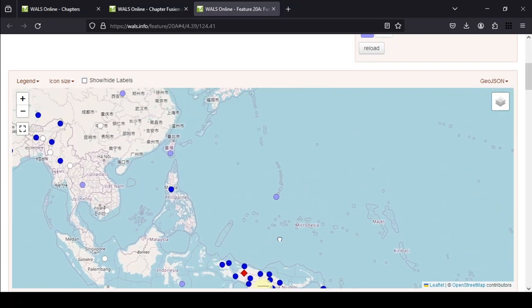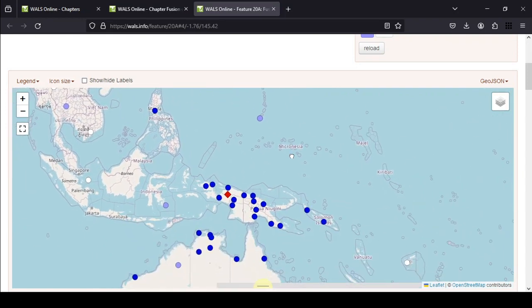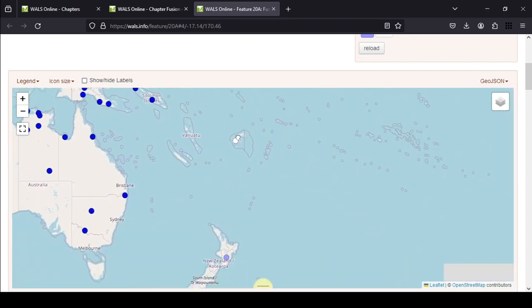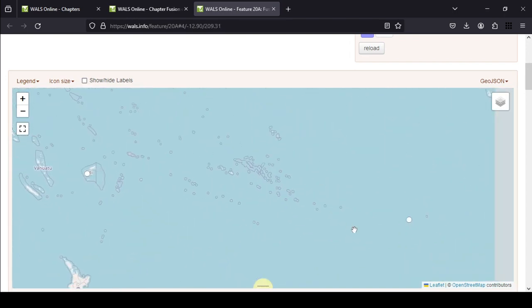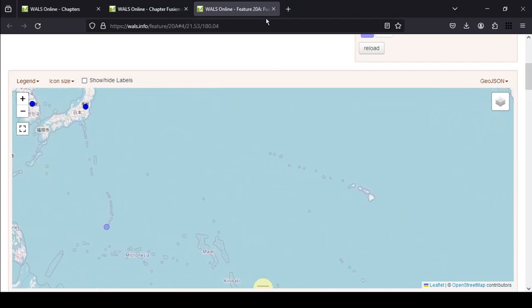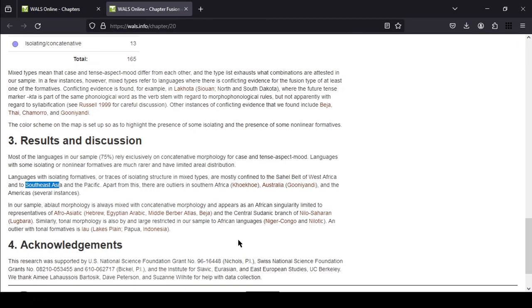Yeah, here it is in the Pacific with Chamorro and Fihan and Rapa Nui. Yeah, that's interesting. Apart from this, there are outliers in Southern Africa, Australia, and the Americas.